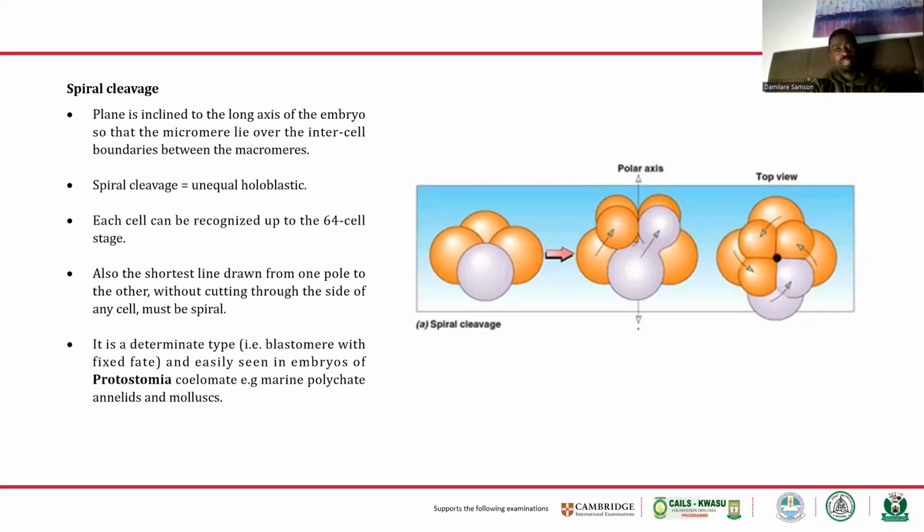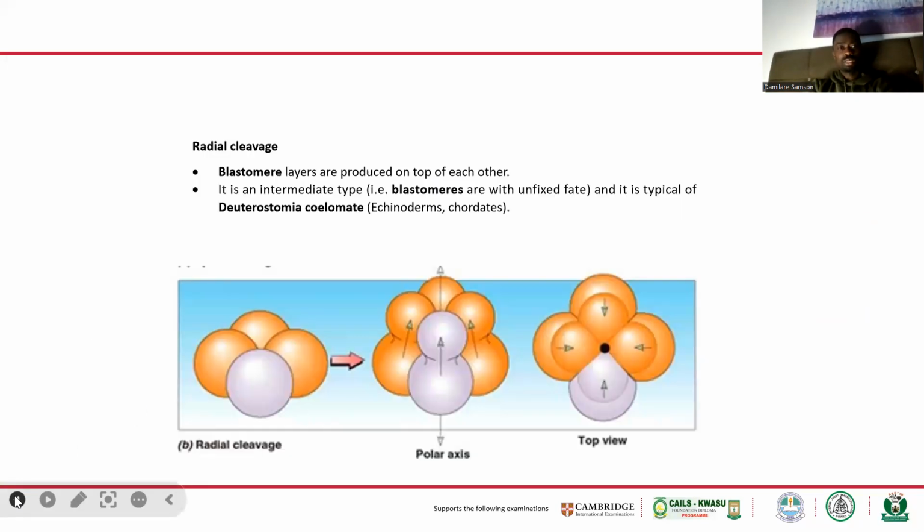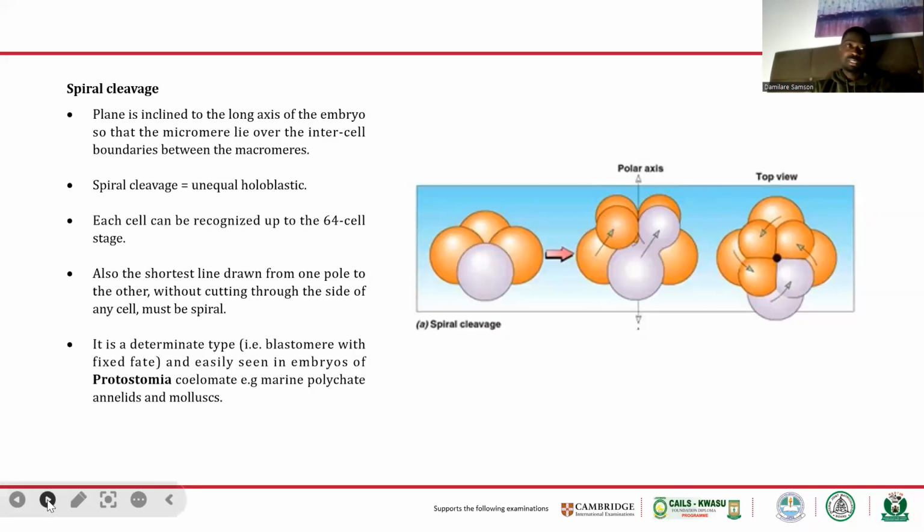So welcome to the second part. In the first part, we stopped at radial cleavage. So for the second part here now, we want to start from the spiral cleavage. And if you look at the diagram, I think the diagram has a way of explaining more about it.